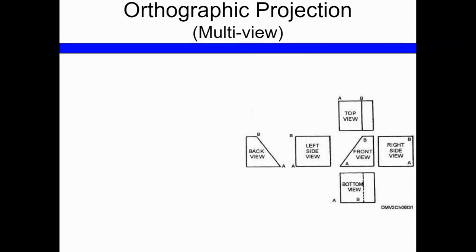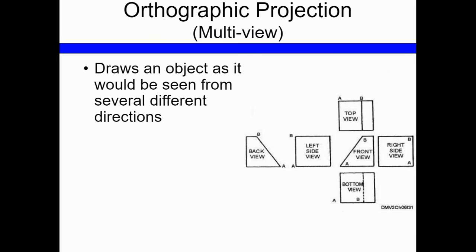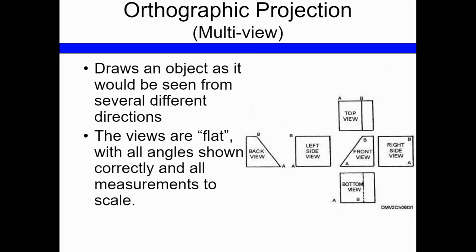Again, this is kind of like what we did with the isometric drawings. You have the back views, you see the left side, you see the front sides. So it's multiple views, all angles, so that you can see how they meet up. It draws an object as it would be seen from several different directions. The views are flat with all angles shown correctly and all measurements to scale. So when you put this together, it's like a puzzle. It's going to show you what that shape looks like. And here is that shape. So this is that orthographic projection multi-view.